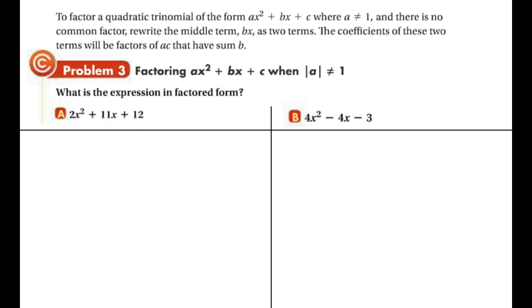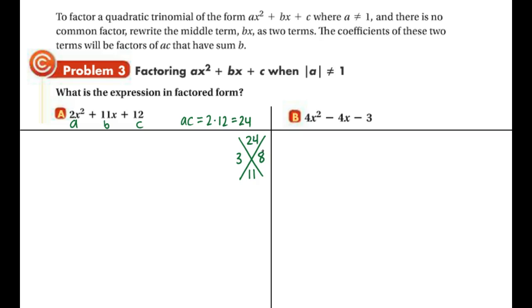In part A, we have 2x squared plus 11x plus 12. So the first thing that I want to do is identify my ABC values. And then I'm going to multiply the a and the c, which is 2 times 12, and that is equal to 24. So now I'm going to do the same x method, 24 and 11. And you can see everything's positive, so the numbers that will work will be 3 and 8. They multiply to give you 24 and they add to give you 11.